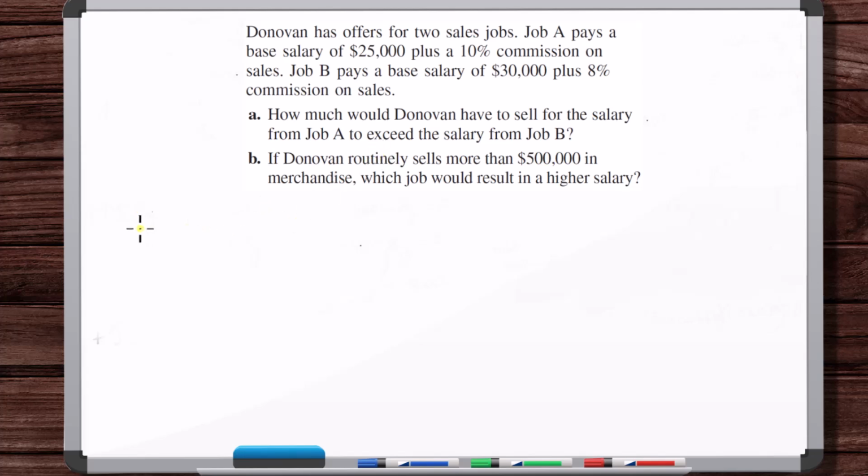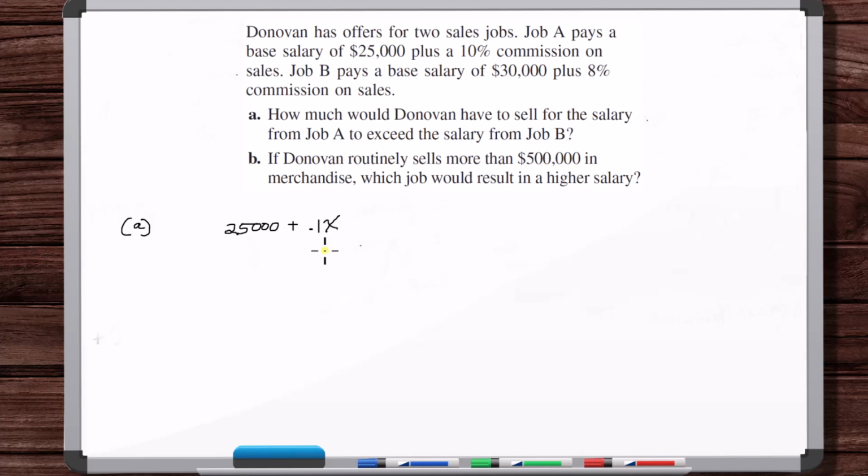Well, okay, let's try and write this out here. So job A, we've got 25,000 plus 10% x. And we're just going to say x because x is the amount he sells.